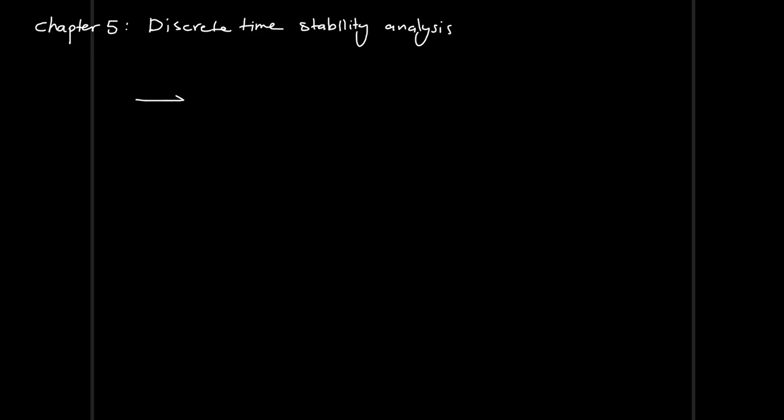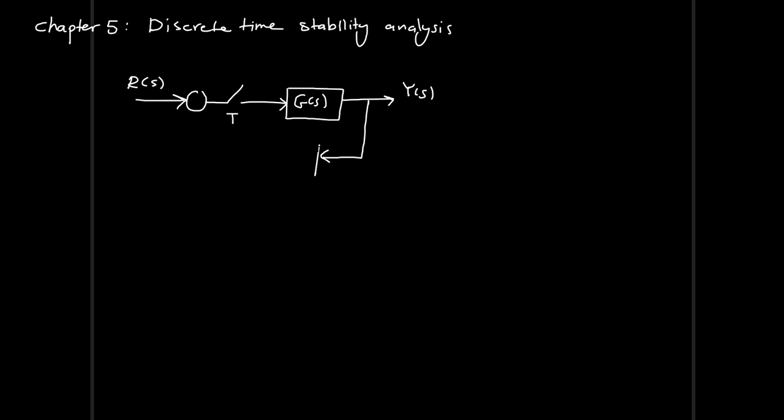Let's start with the following block diagram. Let's assume this is the input R of S. Here we have a sampler which has a sampling period of T. Let's assume here we have a G of S, and this is the Y of S. Here we have a feedback, H of S, and this is a negative feedback.